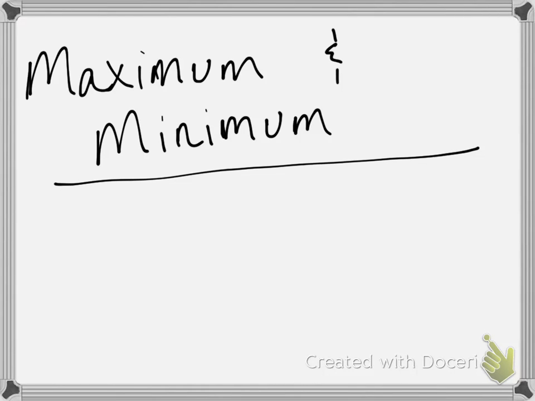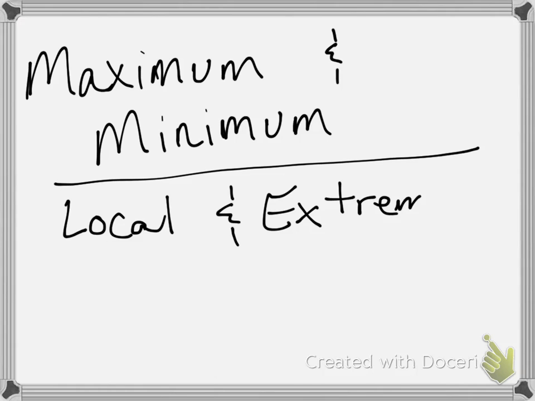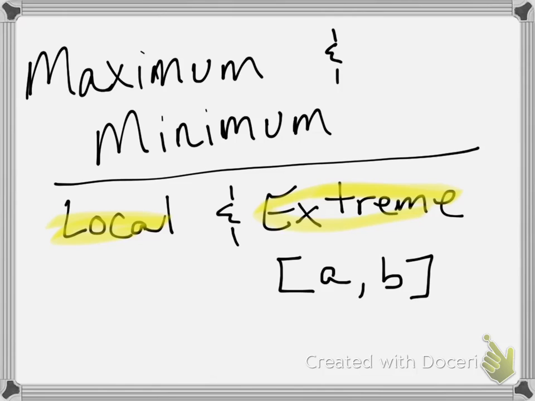This is going to be a video over maximum and minimum, and we have two of those. We have a local and an extreme. Basically the local tells you just that. If you're looking for a local max or a local min around a specific point, and for the extreme, you're looking for the max and min over a specified interval, like say A to B, what's going to be the extreme max and mins there.